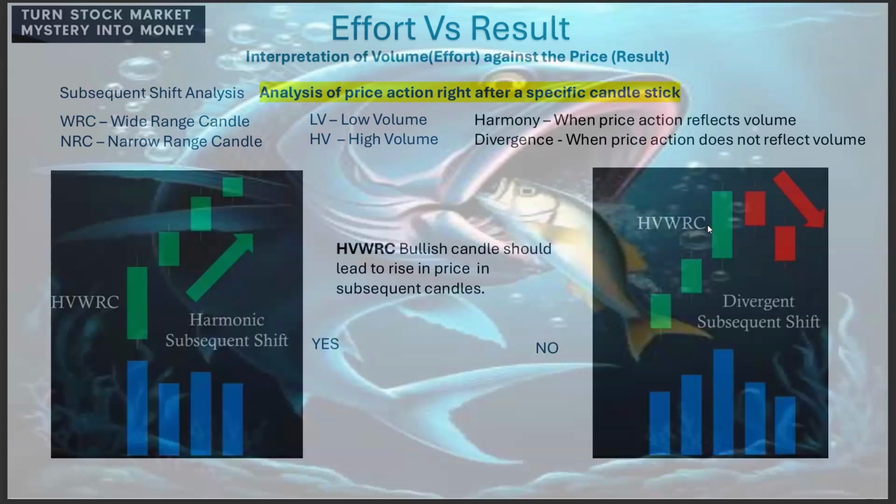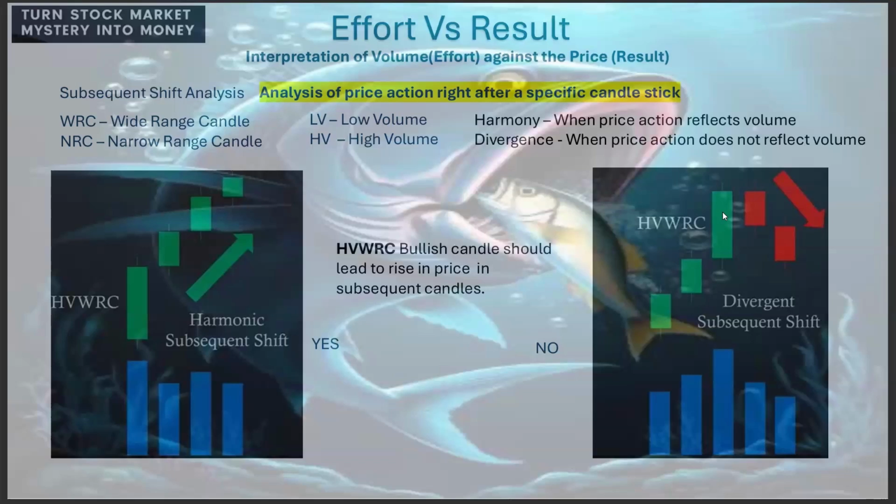Similarly, what you see here is a divergent subsequent shift. When you see high volume and the next subsequent candle falls, say you got this candle and then this candle as a positive candle, it's a good indication that the third candle would be positive when we apply the harmonic subsequent shift. But after this high volume, wide range candle, if a red candle falls the next day, that is a divergence happening here, because it is not supporting the price it is going.